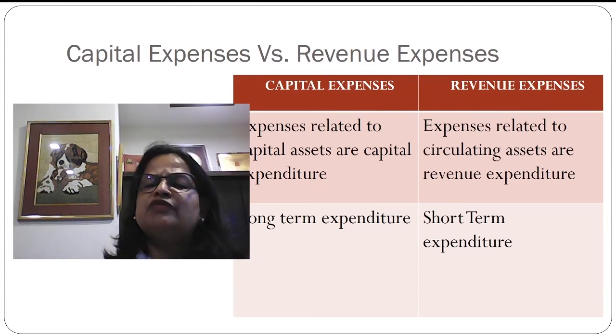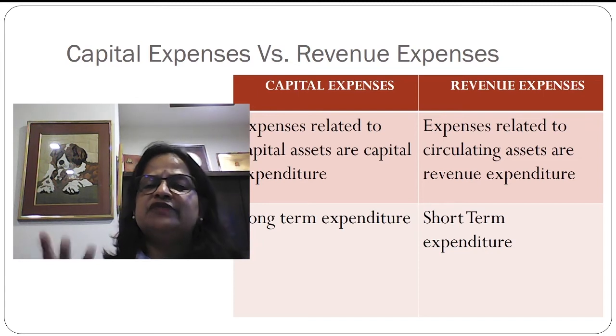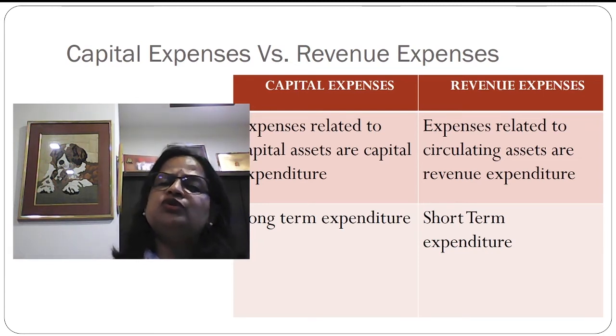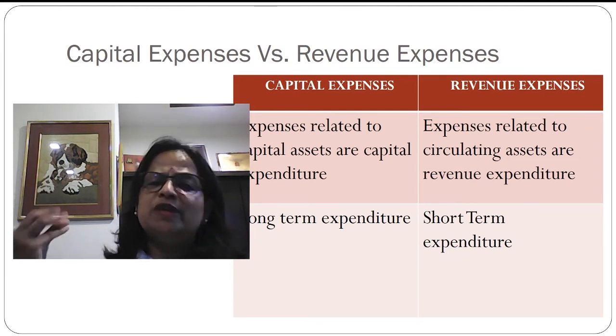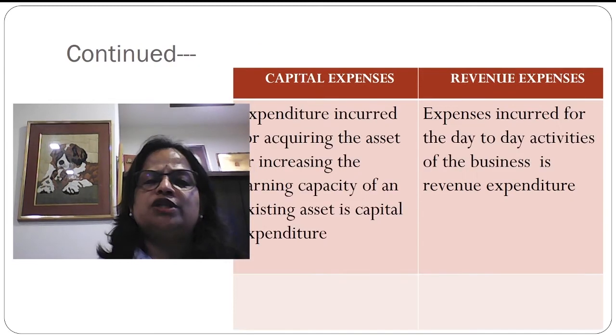Every month they may have to pay the rent. Every month they may have to pay the electricity bill. Every month they may have to pay the security staff salary. They will have to meet the central air condition expenses every month. So these are the short term expenditure, whereas capital expenditure is for the long term.